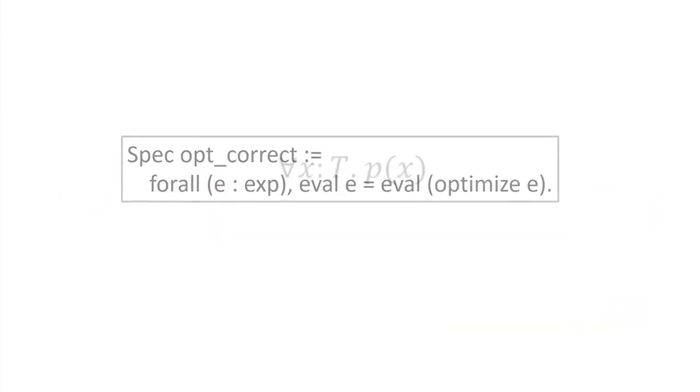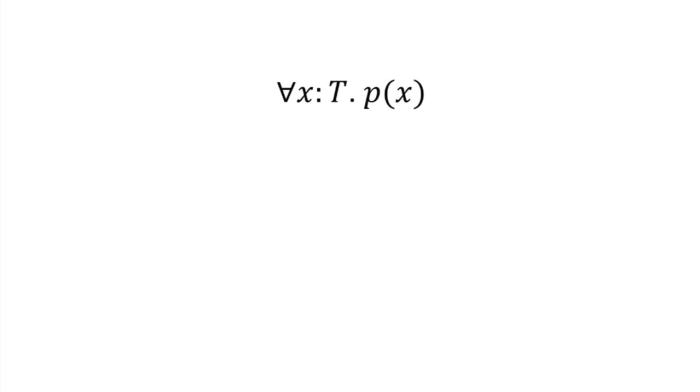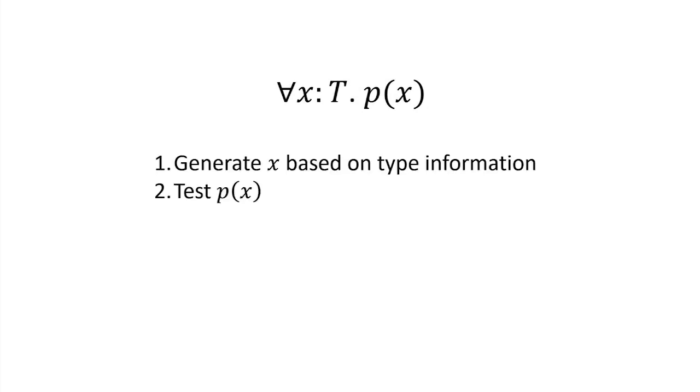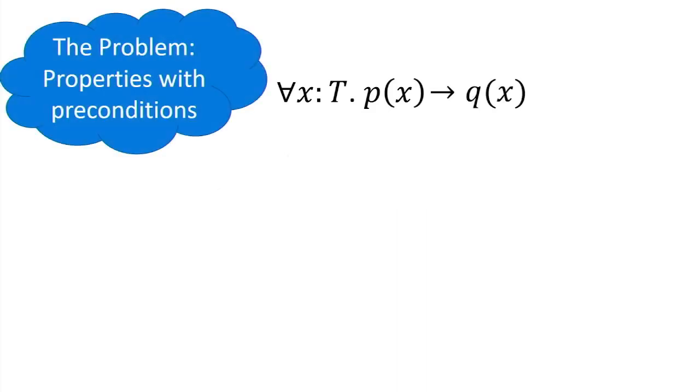You have probably something of this form, a universally quantified property: for all x of some type t, p of x holds. What did I describe? You generate x based on type information, and then you test whether p of x holds. And that can generally work, but there is a very real class of properties that have preconditions.